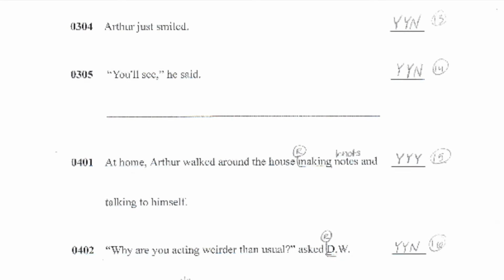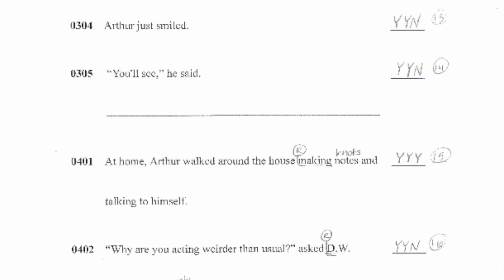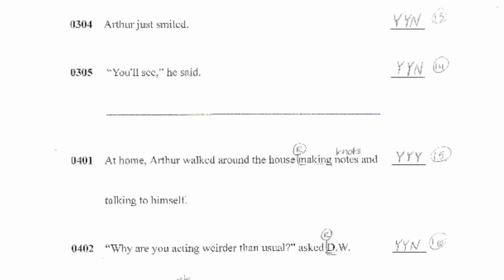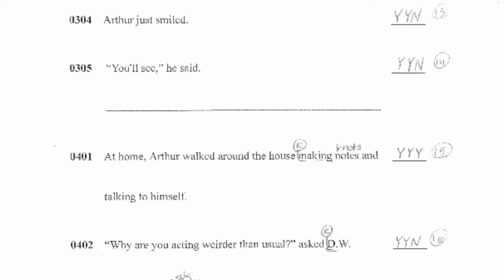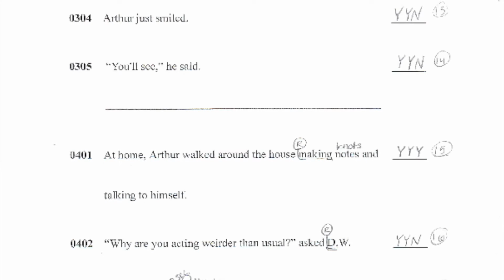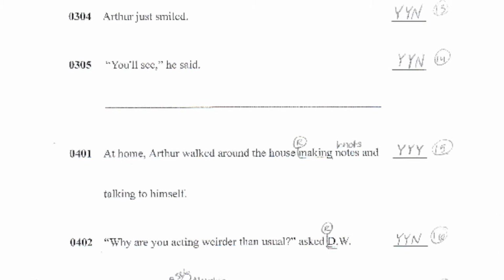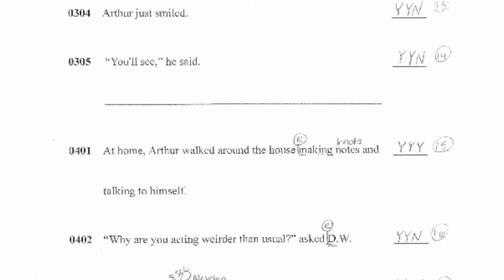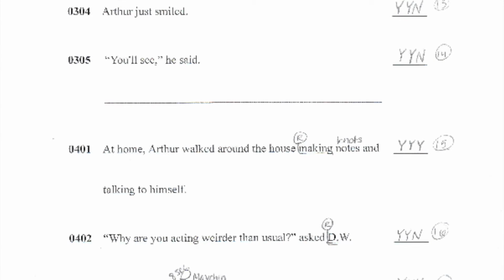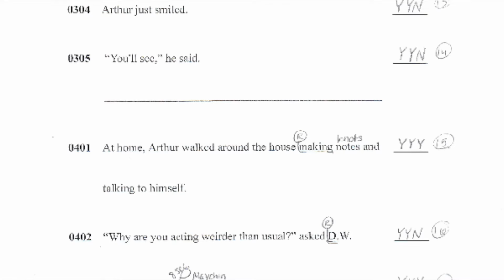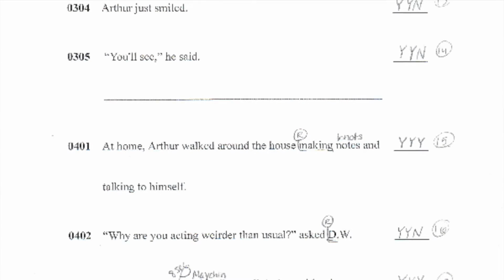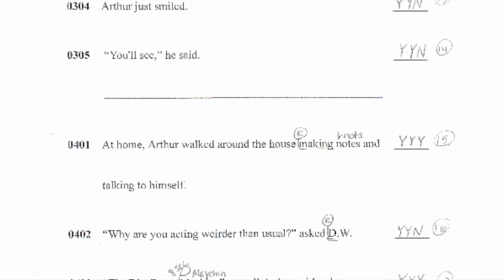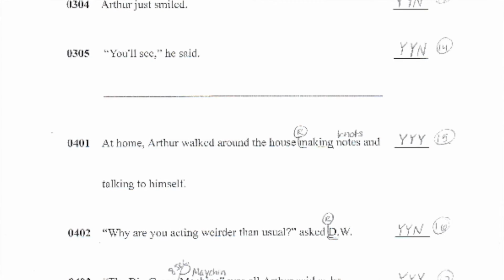At home, Arthur walked around the house making knots and... That's not what you just whispered to yourself, though, was it? What did you say? Notes. So when you read knots, why do you think you made that miscue? Because it looks like knots because it has a knot in it, and then it has an ES. And you know that ES makes what sound? S. It makes the S sound.